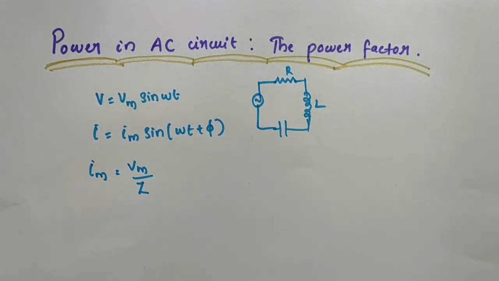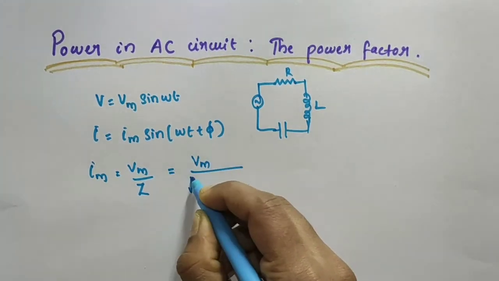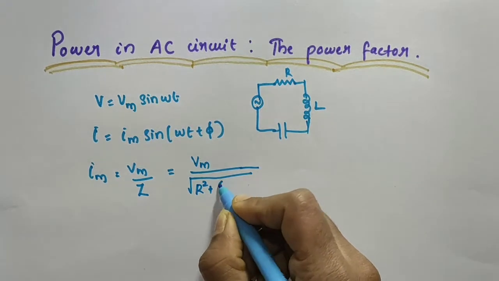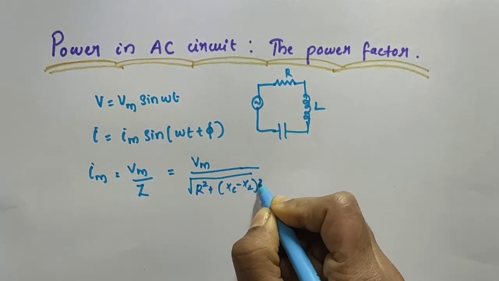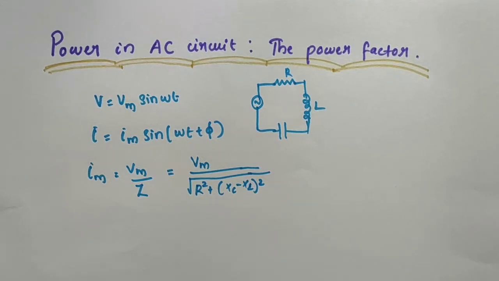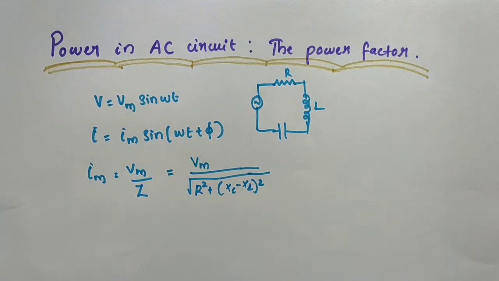What is that Z? Z is the impedance. That is Vm divided by root of, the formula for Z was what? R square plus Xc minus XL the whole square, where Xc is the capacitive reactance and XL is the inductive reactance and Z is the impedance of the LCR circuit.